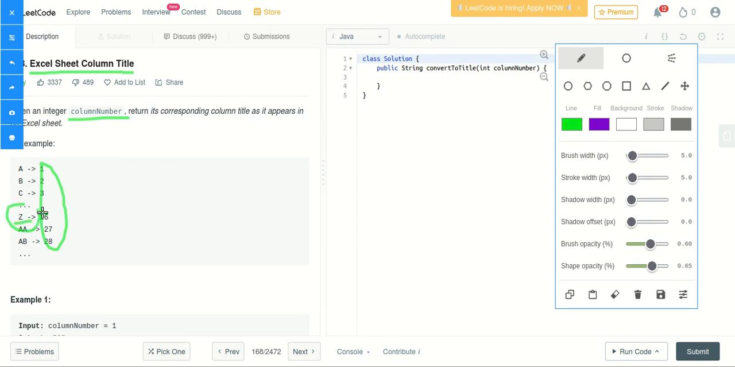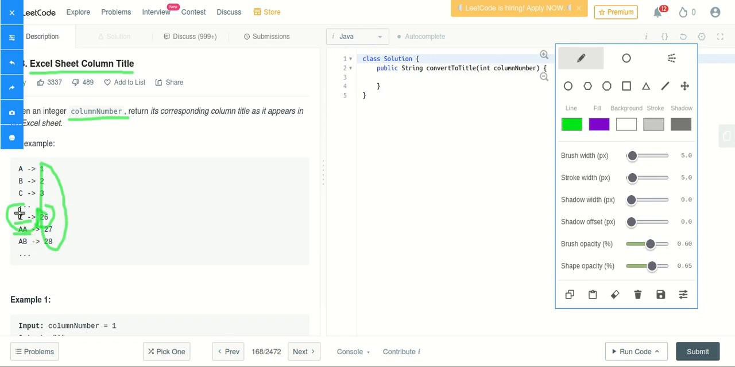Z stands for the 26th column, and after the 26th there is AA, which means like 1. Maybe we can assume it to be a 0, and then correspondingly it's increasing. It's slightly different from hexadecimal, because hexadecimal has 0, so it's also not numeric, it's kind of decimal, but it's always increasing.